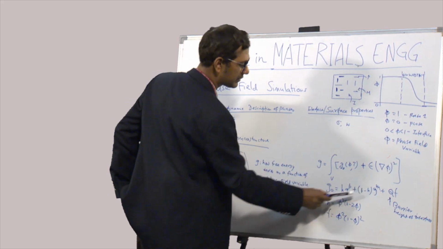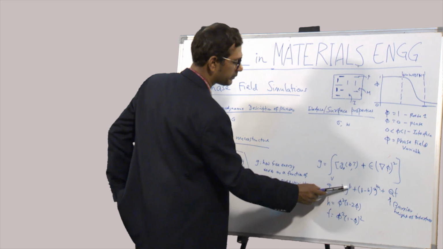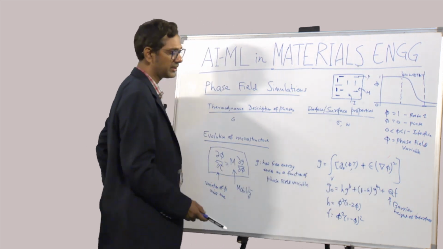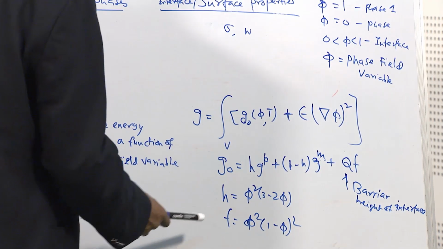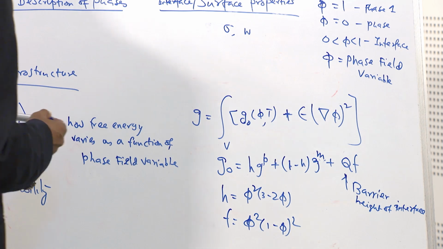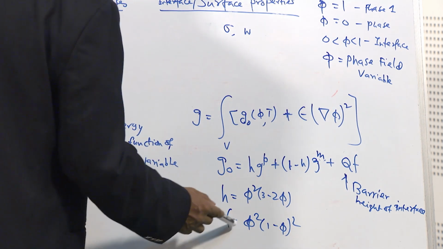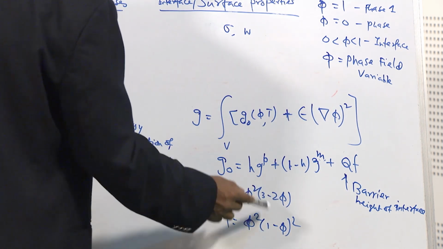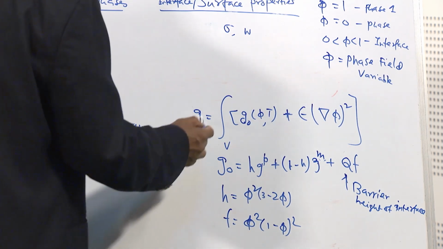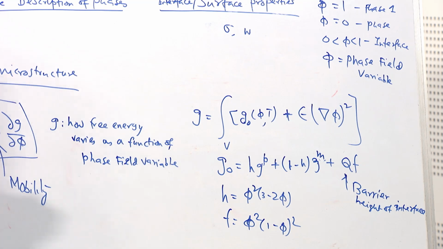G is this. So, we should know the free energy of the precipitate and the free energy of the matrix, which can be obtained from CALPHAD, and Q is the barrier height, which can also be obtained from diffusional calculations, and H and F can be obtained like this. I will talk about why you are using this kind of functions. So, finally, we can find out G as a function of phi.